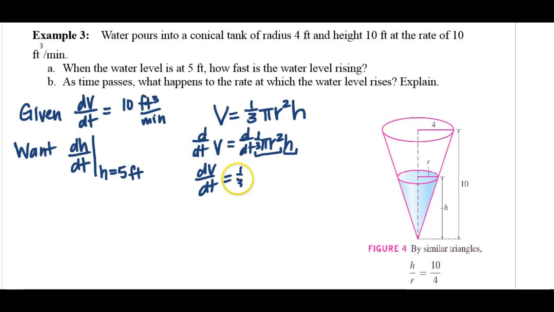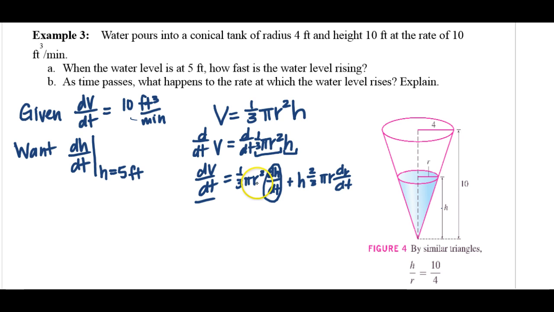So I'd have to say 1/3 pi r squared, the first function, times the derivative of h, which is dh/dt, plus the second function, h, times the derivative of the first, the derivative of 1/3 pi r squared, which would be 2/3 pi r dr/dt. So here's the problem. We're solving for dh/dt. We want this quantity. So if I want this quantity, I have to substitute in something for dV/dt. No problem. I have that quantity. I have to substitute something in for r.